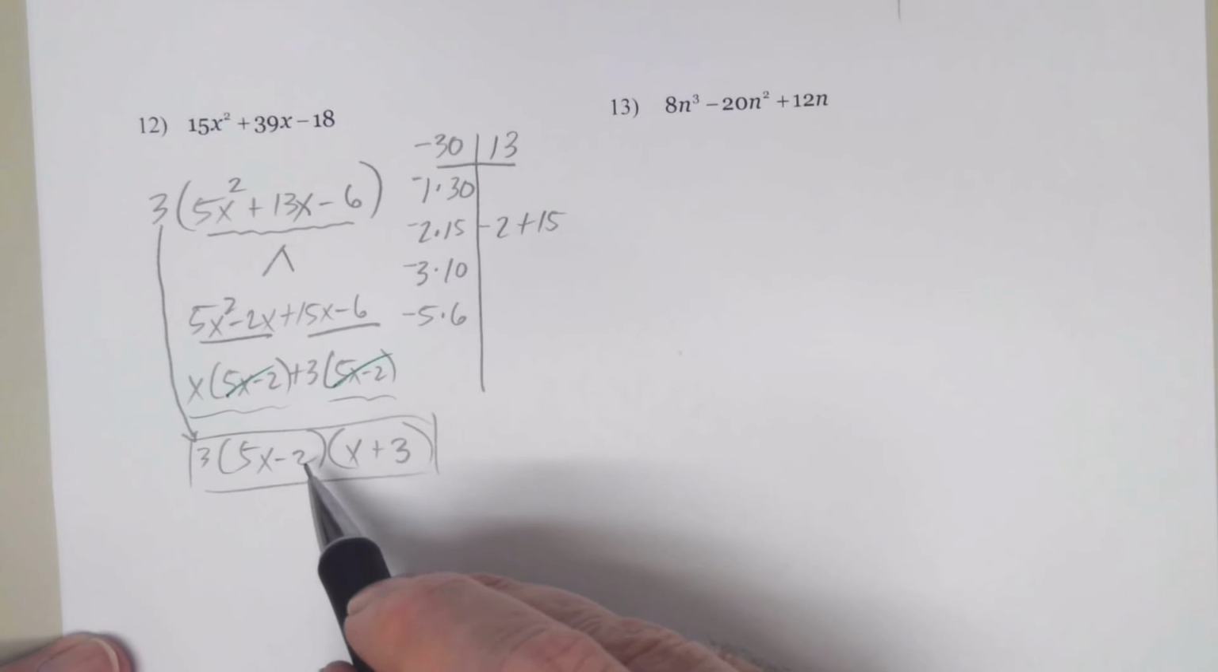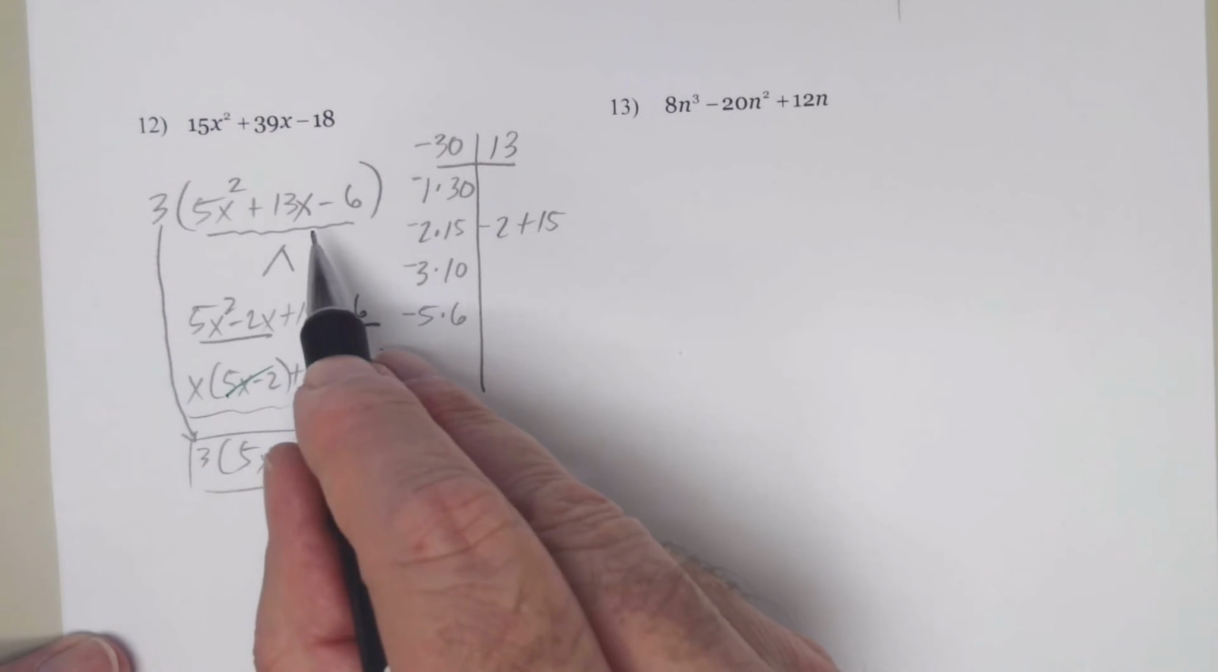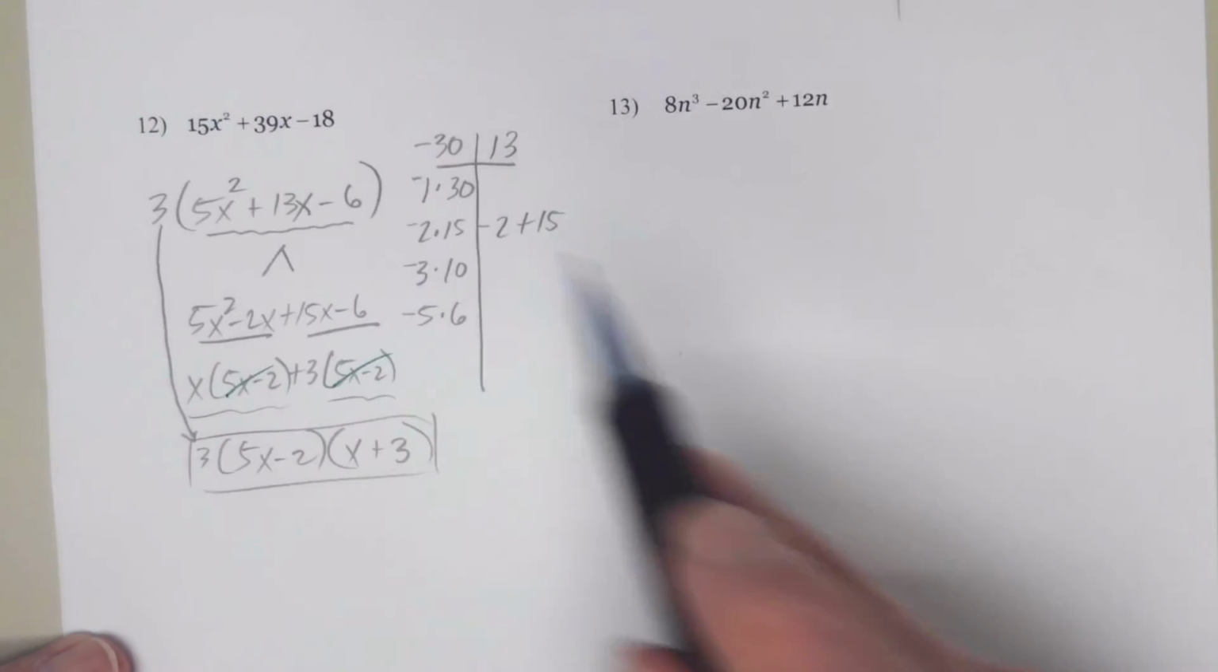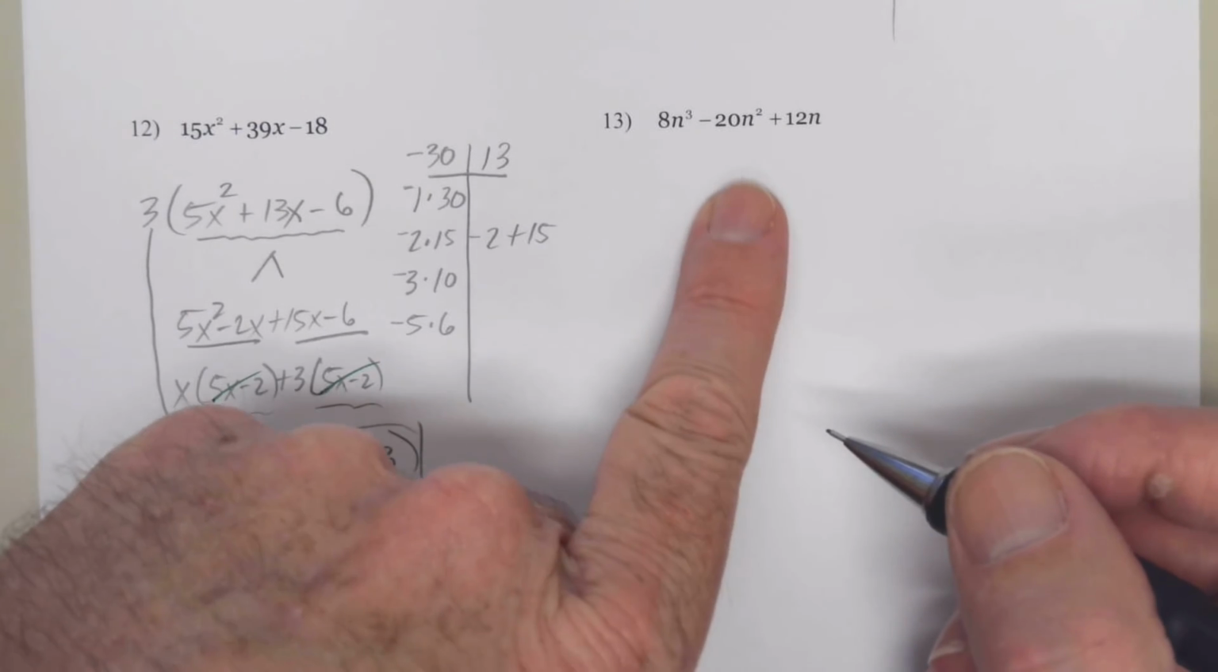So again, if I wanted to check it, I could FOIL these together, and I would get to this step, and then I would distribute the 3, and I'd be back to where I started. All right, last one.